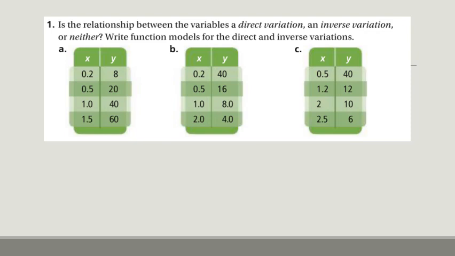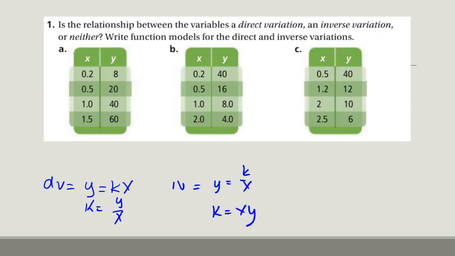All right. So here I've got some tables, and we want to decide if it's a direct variation, an inverse variation, or neither. You reviewed direct variations yesterday, and remember direct is y equals kx, or k equals y divided by x, where an inverse variation is y equals k divided by x, or k equals xy. So we can use that fact to look at our tables and decide. Now, as I look here, this is increasing and this is increasing, so that's not going to be an inverse variation.